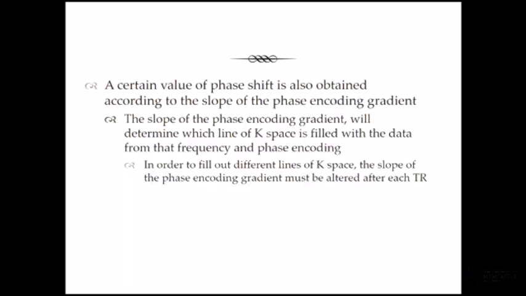So a certain value of phase shift is obtained by changing that phase encoding gradient. Again, depending on how many steps we want in that acquisition matrix will depend on how many phase encoding steps we do. And again, it's changed by changing the slope or the strength of that phase encoding gradient. And in order to fill out different lines of K-space, we need to change that in a known way. So we need to step through the image.